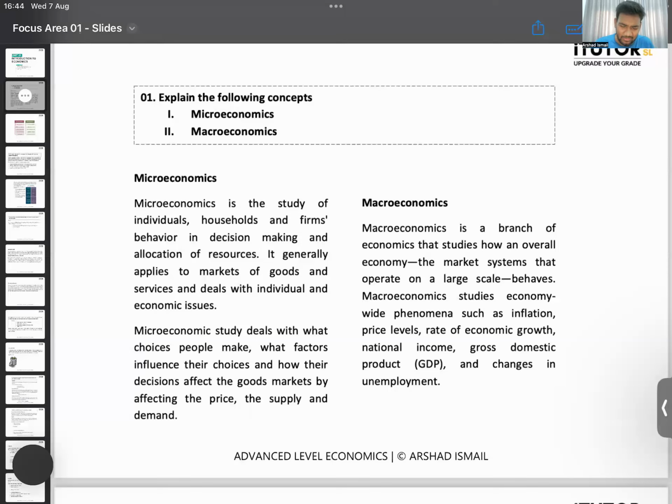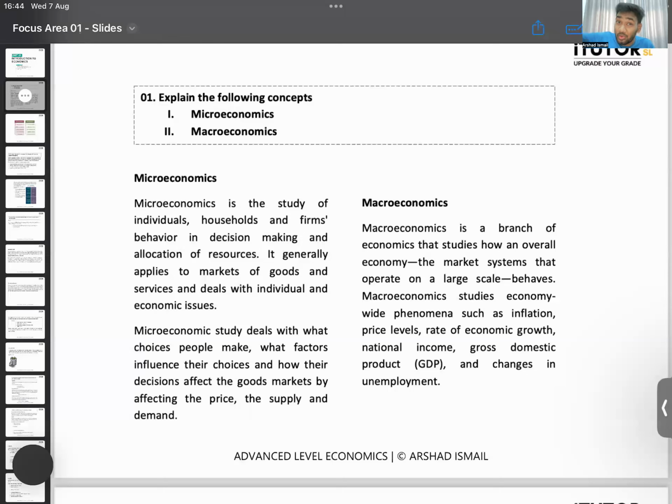What is microeconomics, Lamai? Microeconomics is the branch of economics that focuses on a small part of the economy. What kind of things do we focus on? We focus on the behavior of an individual, the behavior of a firm, how a household is behaving. That is what we do in microeconomics. We talk about a small part.